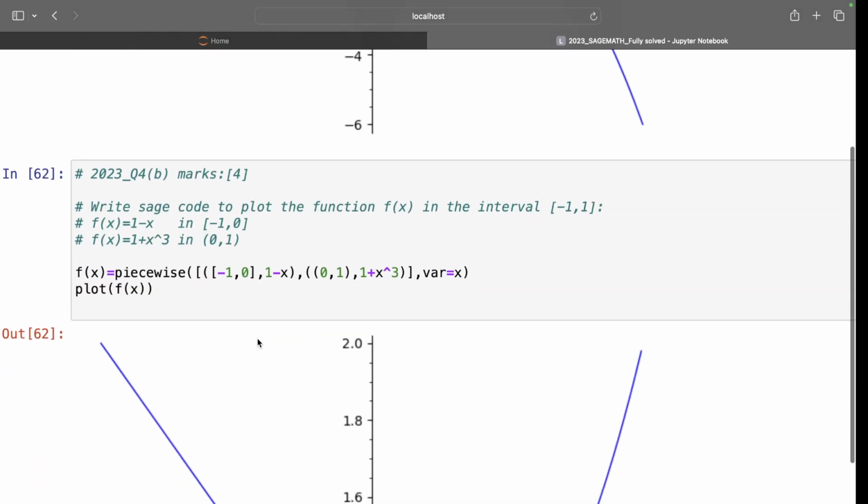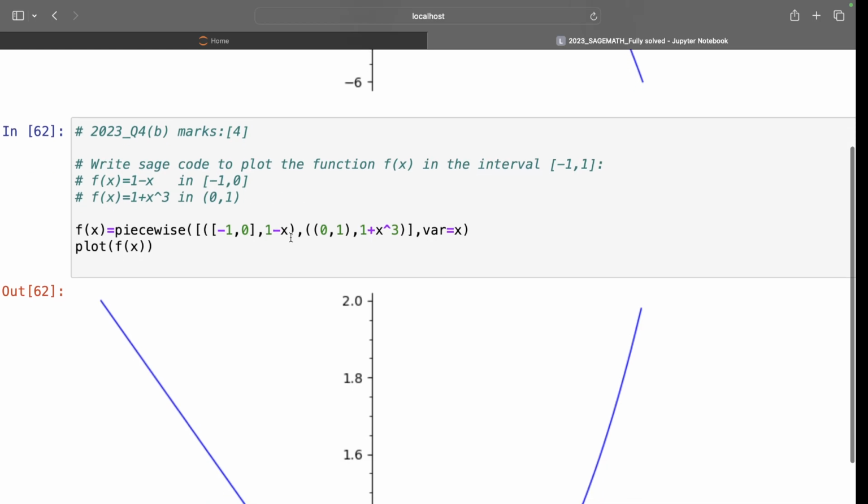Question 4b. Write a Sage code to plot the function f(x) in the closed interval -1 to 1, f(x) equals 1 minus x in the closed interval -1, 0, and f(x) equals 1 plus x cube in the open interval 0, 1, as a piecewise function. So we write f(x) equal to piecewise. Piecewise is the inbuilt function in Sage.